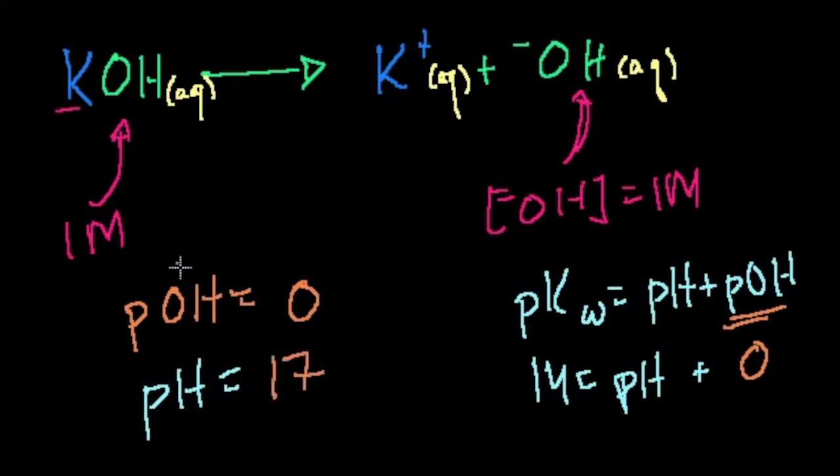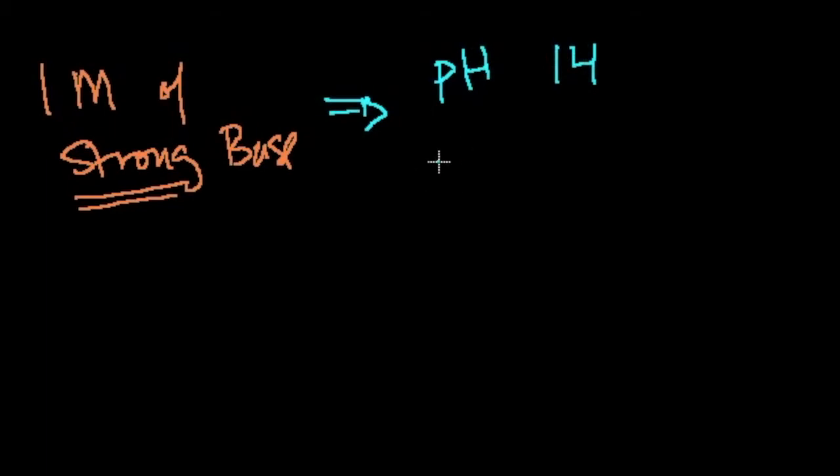So if you have 1 molar of, I used potassium hydroxide in this case, but if you have 1 molar of a strong base, let me write that down. 1 molar of strong base. Remember, strong is kind of an official term in chemistry. It means complete dissociation. You have a pH of 14, and you have a pOH of 0.